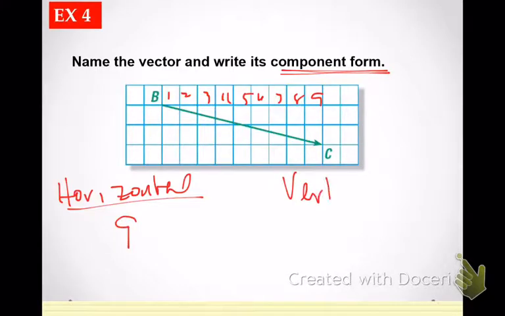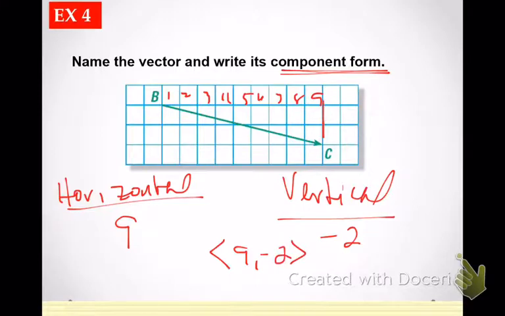The vertical component is going to be how far did it move up or down. So you go 1, 2. So it went down 2. And so when you write this in component form, you use these greater than, less than symbols. So <9, -2>. And that will tell you that the vector moved to the right 9 and down 2. Okay, that's how we write this in component form.